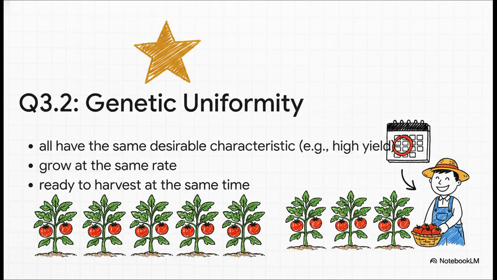So now for the flip side. What's the advantage of having them all genetically identical? Well, for a farmer, this is all about making life easier. The mark scheme is looking for practical answers here. If they're all identical, you know they'll all have the good characteristics you want. They'll probably grow at the same speed, and, this is the big one, they'll all be ready to harvest at the exact same time. Super efficient.